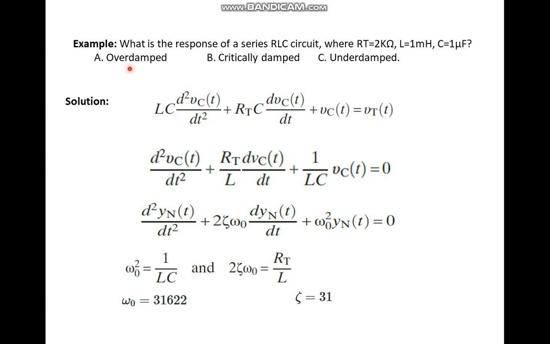Therefore, we can conclude that the general form of the second order differential equation in terms of omega naught and zeta is useful in finding whether the response of the system is underdamped, overdamped, or critically damped.